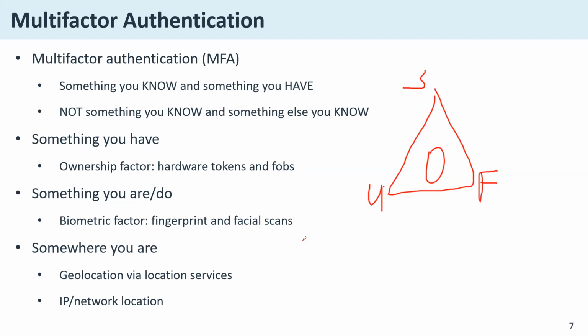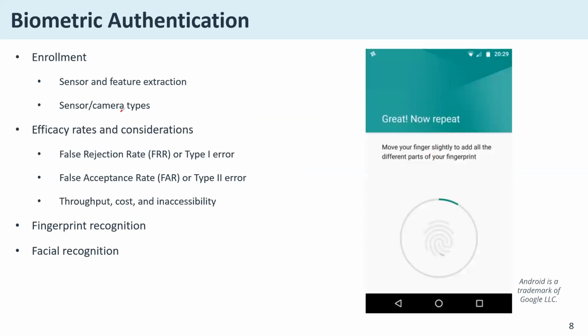Okay, let's look at biometrics, biometric authentication. So we have this in most phones, but we want to avoid type 1 and type 2 error, false rejection rates for your exams.